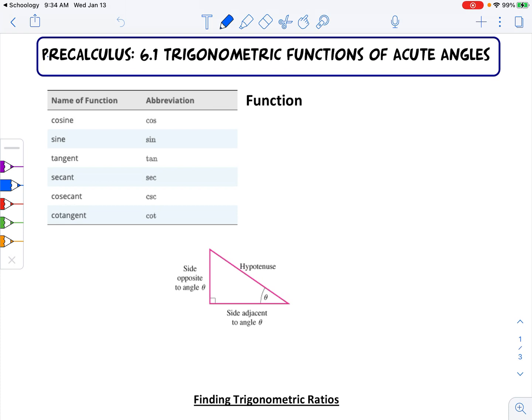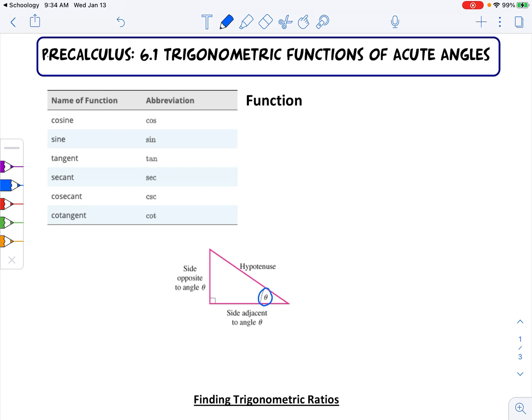As you can see here, there are a lot of functions: cosine, sine, tangent, secant, cosecant, and cotangent. They have their abbreviations that you will see when we're writing it out with mathematical statements, so be familiar with those. Now, looking at this picture, I have my angle of focus, my theta right here, and based off of that angle, I need to label the side that is opposite, adjacent, and then of course the hypotenuse.